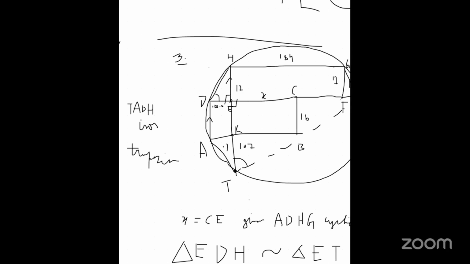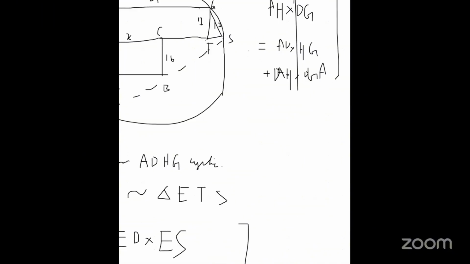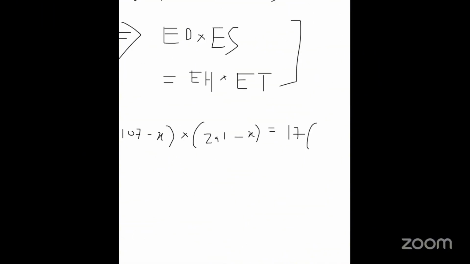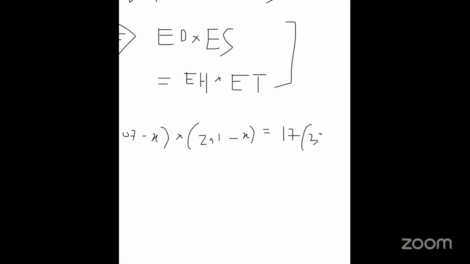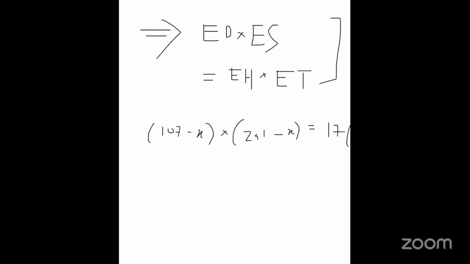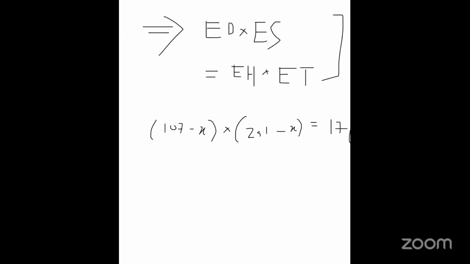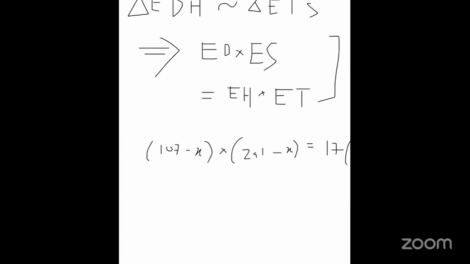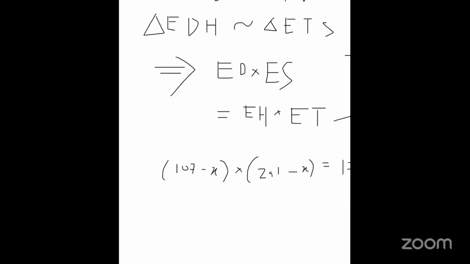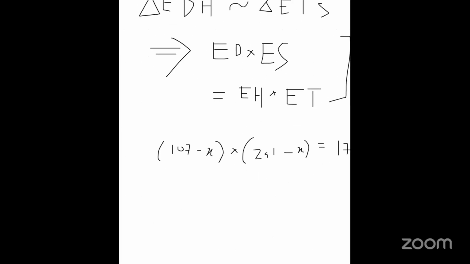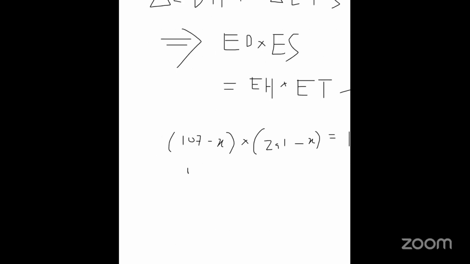So it's 17, and this EK is 16. So adding them is 33. So this is 17 times 33. Yeah, so this is what you get over here. Maybe I'll make y equals 107 minus x just so that this variable is a bit easier. It's not that bad.